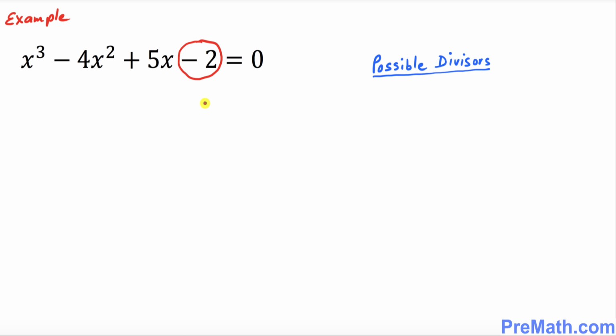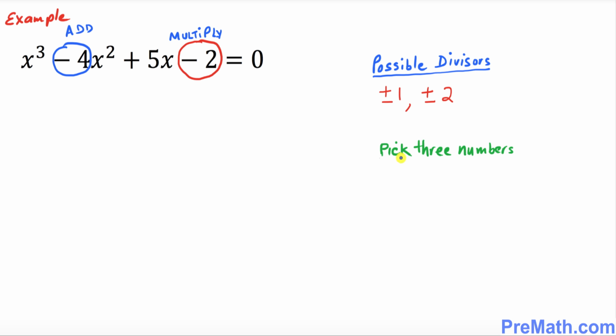And finally, let's look at this last example over here. What is the last number? As you can see, the last number in this equation is -2. Now ask yourself, what are the possible divisors for this number? And obviously that's going to be positive and negative 1 and positive and negative 2.